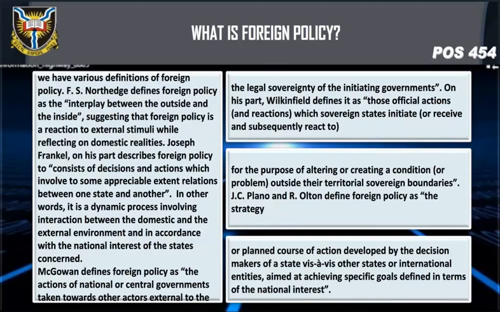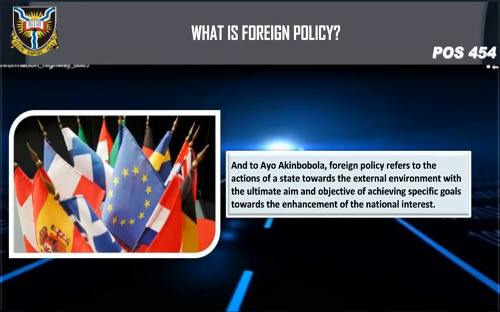J.C. Plano and R. Olton define foreign policy as the strategy or planned course of action developed by the decision makers of a state vis-a-vis other states or international entities, aimed at achieving specific goals defined in terms of the national interest. And to Ayo Akinbobola, foreign policy refers to the actions of a state towards the external environment with the ultimate aim and objective of achieving specific goals towards the enhancement of the national interest.